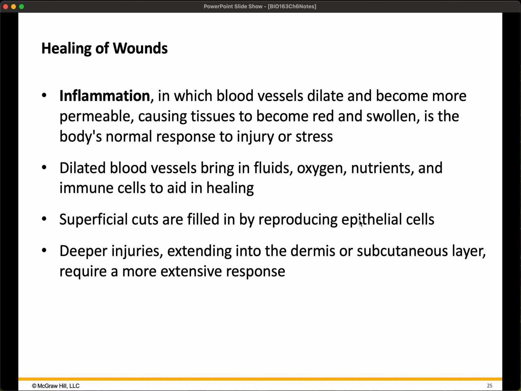Superficial cuts are filled in by reproducing epithelial cells. If you just get a small little paper cut or something, it might bleed for a couple of minutes, maybe even just 1 minute or so. You add a little pressure, and then very quickly, even if you don't put a Band-Aid over it, sometimes it's like, oh, well, it's not even bleeding anymore. Put a Band-Aid over it, cover it just to make sure. But these really rapidly reproducing epithelial cells will just fill it right in. They just fill in that little cut, and you might forget about it. You probably won't even have a mark or a scar. In a couple of days, it's all fine. If you have a deeper injury that goes into the dermis or subcutaneous layer, that definitely has a more extensive response. You're getting into larger structures, you're cutting through connective tissue, and so there's a lot more things that have to be repaired.